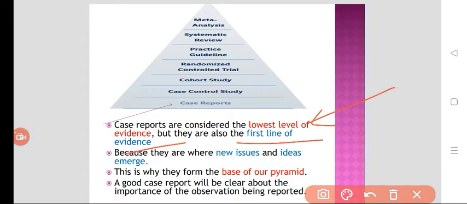It's a first line of evidence, because this is where new issues and ideas emerge, and this is why they form the base of our pyramid. They form the base of the level of evidence. A good case report will be clear about the importance of the observation being reported.